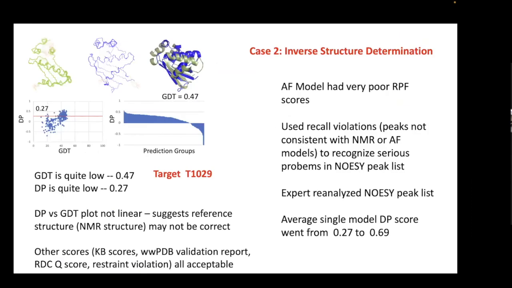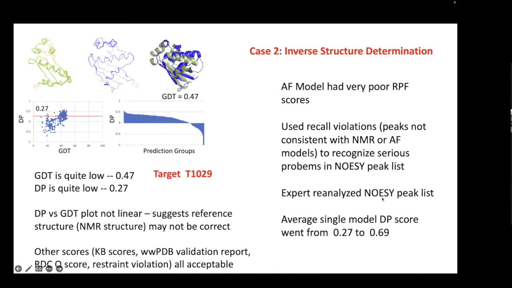So case 2, inverse structure determination. This is actually going to become much more common. This was the structure Nick talked about, Theresa talked about, that was basically wrong. The GDT quality was low compared to the AlphaFold structure, but more important, the DP score was very low. And so what we did here was use the recall analysis to identify that there were severe problems in the NOESY peak list. And we encouraged the experimentalists to go back and carefully reanalyze their NOESY peak list. So we put a lot of encouragement on them to do that.